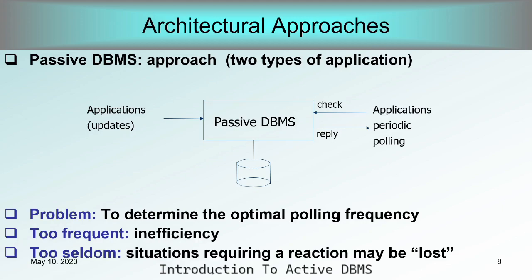When you talk about the architectural approach of passive DBMS, you require two types of applications to control the system. One is an application which will update the system, and the second is an application which will periodically poll the system to check and reply. In order to determine the optimal polling frequency, we need to constantly keep a check on the passive DBMS. If you are polling too frequently, there is inefficiency in the system. If you are not polling frequently enough, there may be certain reactions you miss out on, and the reaction may be lost.